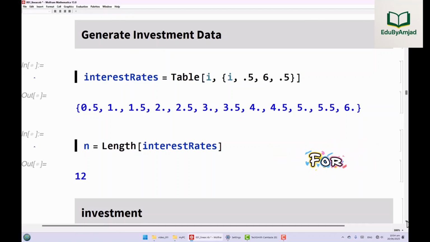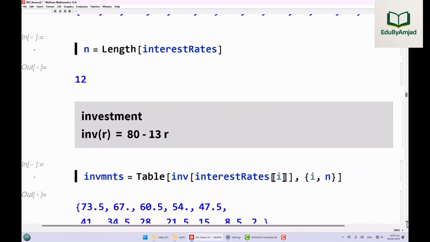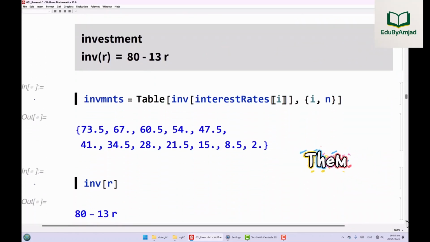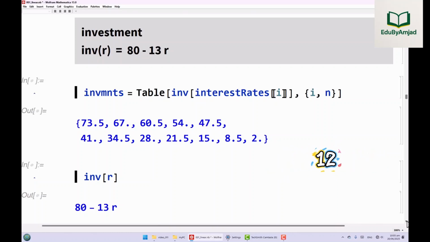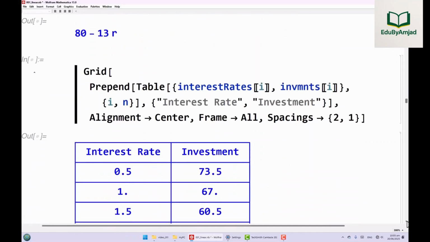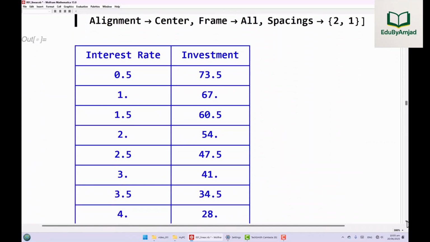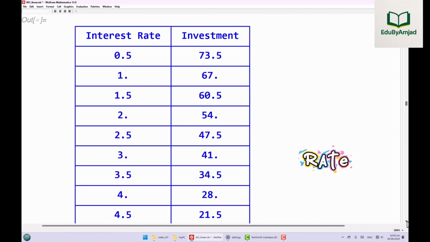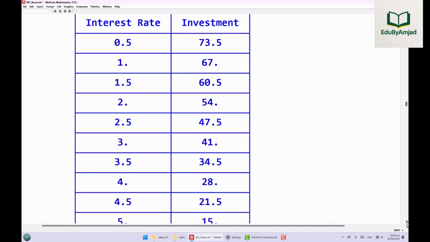We generate data for 12 interest rate levels, ranging from 0.5% to 6%. Plugging them into the investment function gives us 12 investment levels, prevailing in the economy, for different periods of time. Investment ranges from 2 units of currency to 73.5 units. Notice, the lower the interest rate, the higher the investment level.